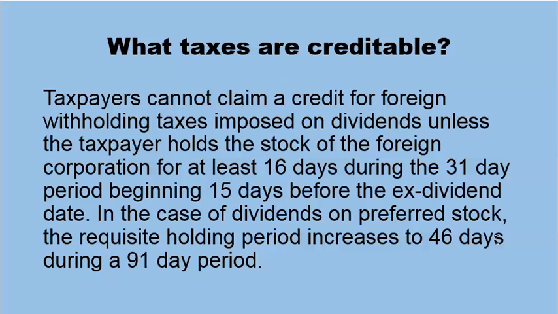Taxpayers cannot claim a credit for foreign withholding taxes imposed on dividends unless the taxpayer holds the stock of the foreign corporation for at least 16 days during the 31-day period beginning 15 days before the ex-dividend date. In the case of dividends on preferred stock, the requisite holding period increases to 46 days during a 91-day period.